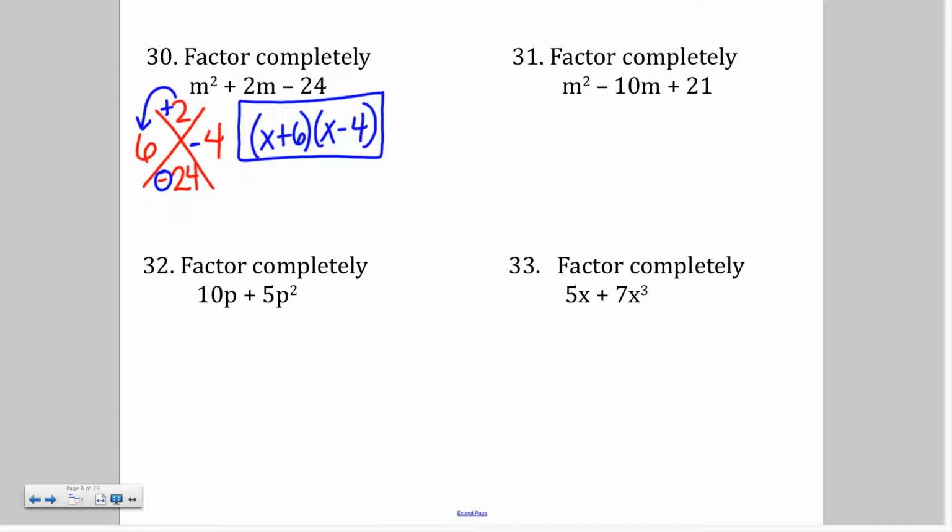All right, 31. Again, x method. We get a positive 21 and negative 10. If you think about your factors, multiplying to get 21, you have 7 and 3. Now, since your 21 is positive and your 10 is negative, you need to add to get a negative but multiply to get a positive. In order to do that, they both have to be negative. So it's going to be x minus 7, x minus 3.